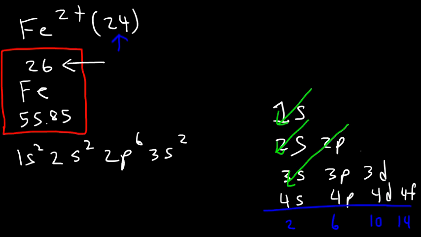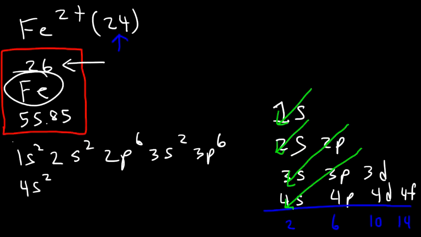Now after 3s, we've got to move on to 3p, then 4s. So it's 3p6, and then 4s2. By the way, before you write the electron configuration of Fe2+, it's better if you write the electron configuration of the parent atom, and then from that write the electron configuration of the ion. So I'm going to focus on 26, and then I'm going to adjust it to 24.